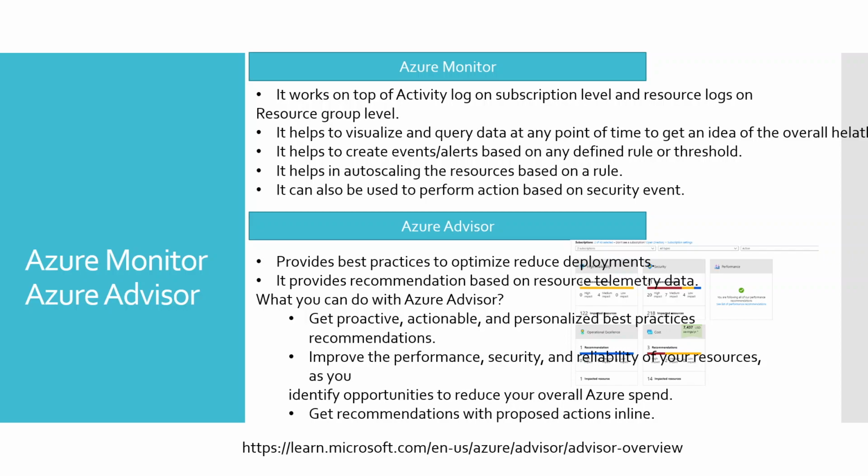Okay, so that is where these event alerts come into the picture, where you can create an event based on a threshold value. It also helps in auto scaling the resources based on a rule. So for example, let's say the same rule: if your utilization is more than 80%, then I want to spin out a second node, basically, or second VMs. So that is also an auto scaling rule you can apply on Azure Monitor.